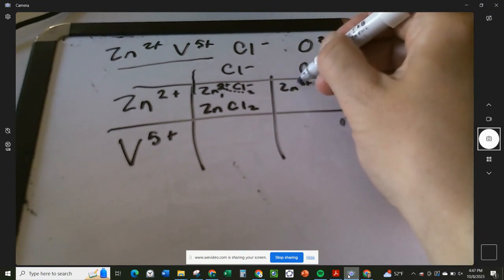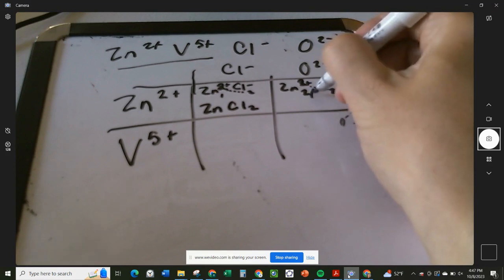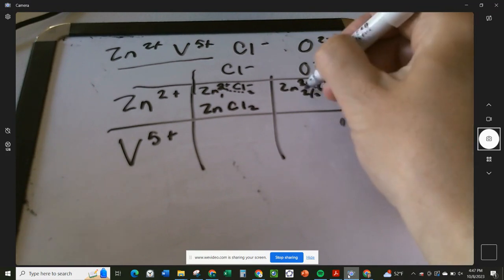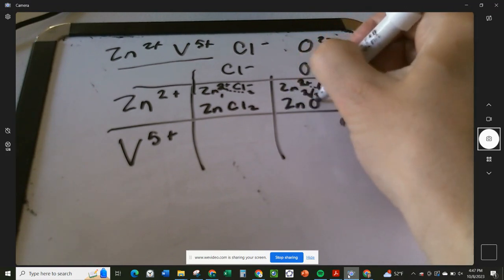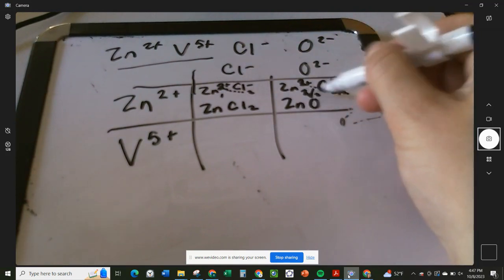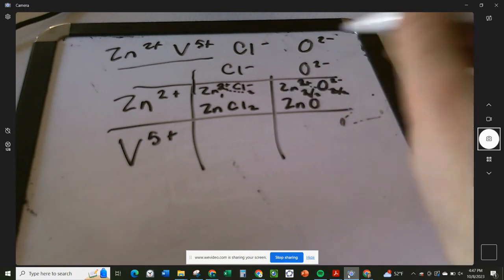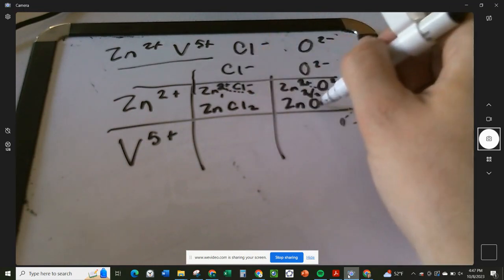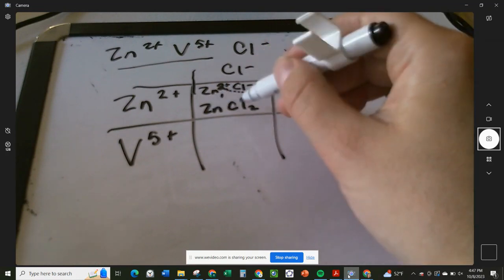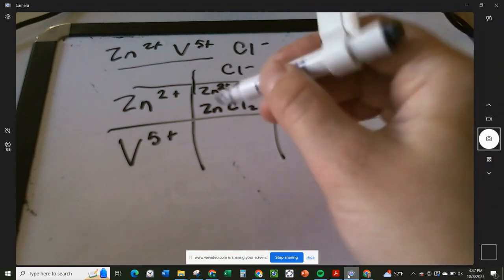Then we crisscross the charges. So we need this to have a 2, this to have a 2. And then we're going to simplify. Divide by 2, divide by 2. Zinc oxide. Okay. And we don't write ones. So this is just saying I need 1 zinc for 1 oxygen. I need 1 zinc for 2 chlorines so that our charge is balanced. Our charge cancels to 0.